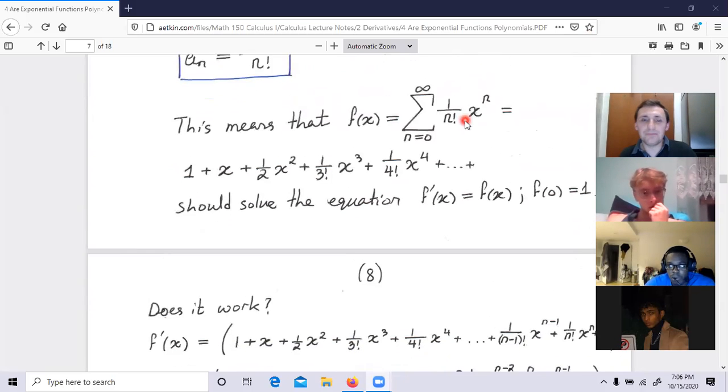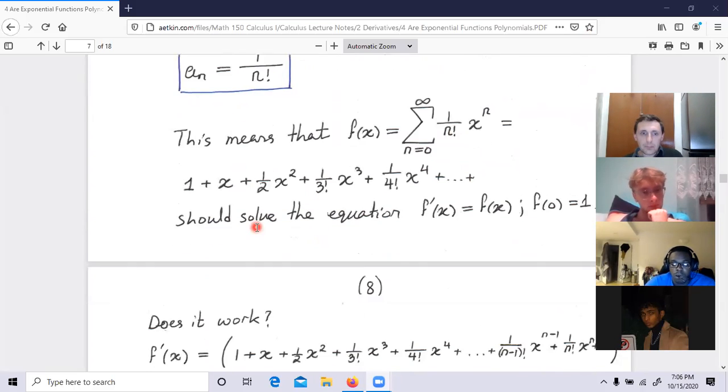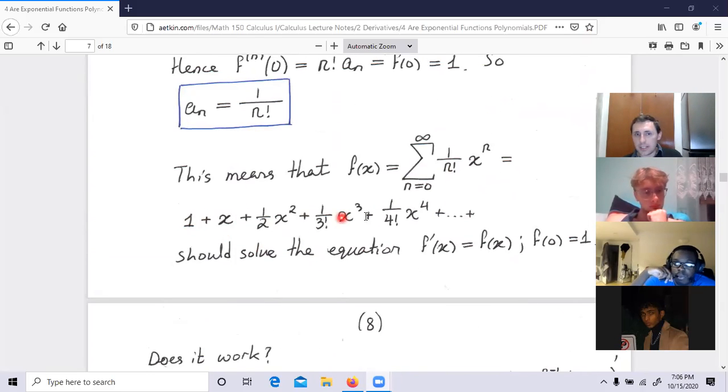Okay, so are you there, guys? We will learn about antiderivatives. They're extremely interesting things, right? So that's later. Let's see if this function works.